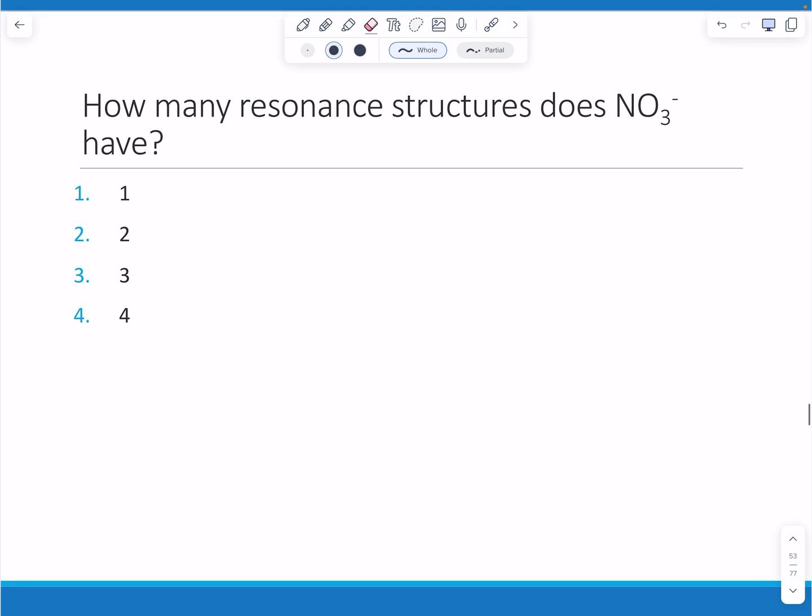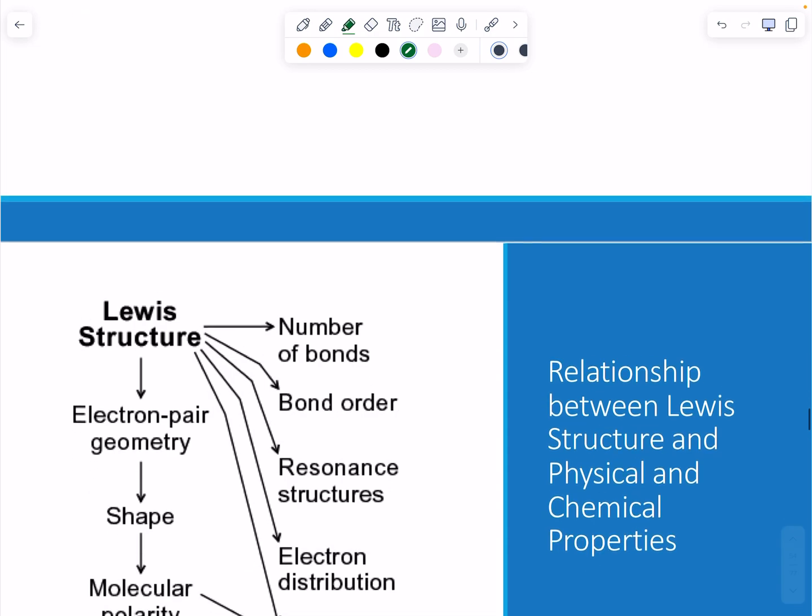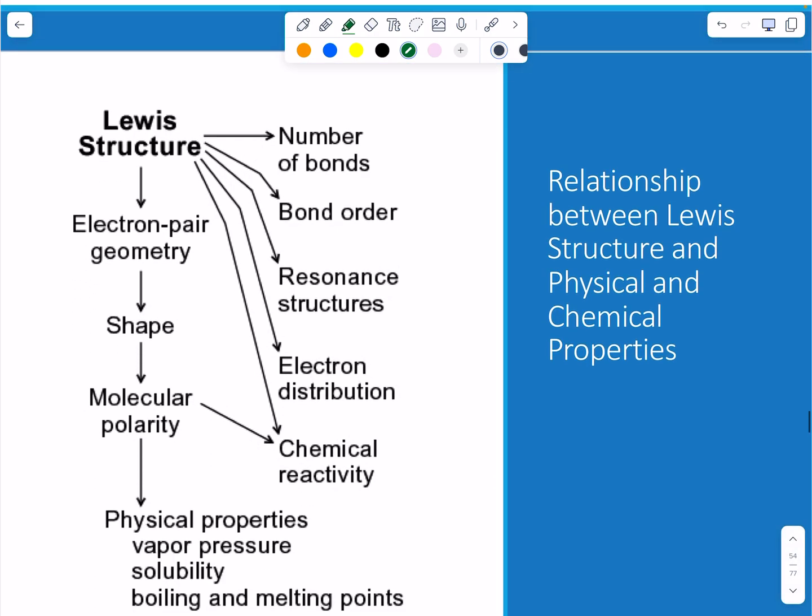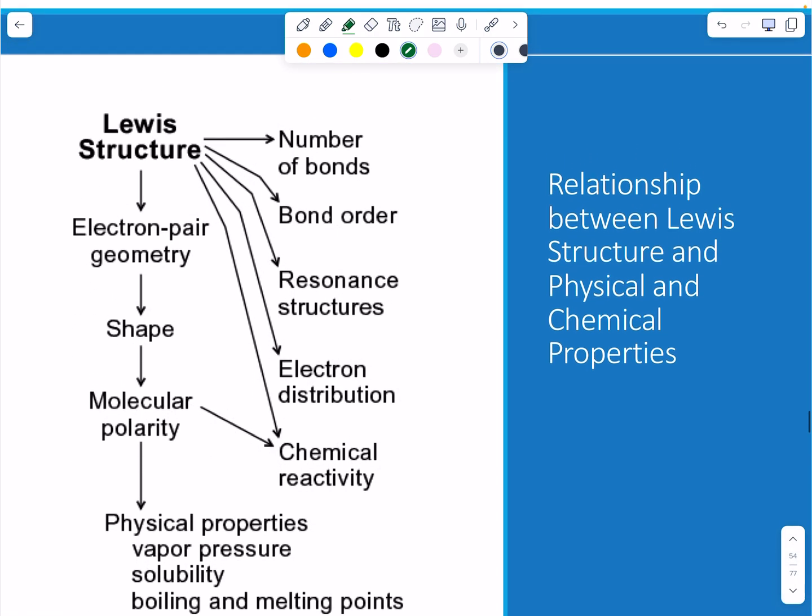All right. How many? Quick quiz. How many does it have? It's got 3. All right. All right, so that's, whoops.